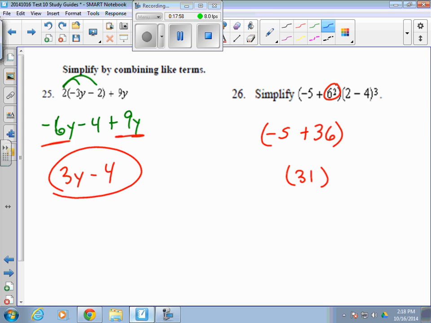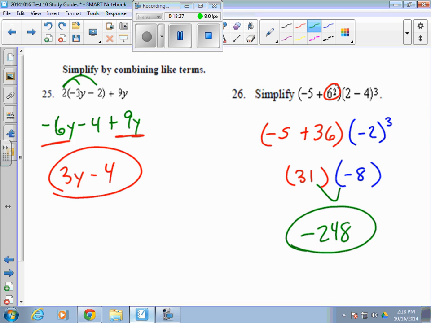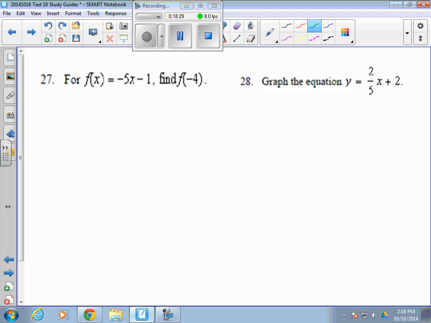Do what's inside parentheses on the other one. 2 minus 4 is negative 2. And that's going to be cubed. So now cube what's outside, since you don't multiply before you cube. Negative 2 times negative 2 is 4. Negative 4 times negative 2 is going to be times negative 8. They're right next to each other. 31 times negative 8. A positive times a negative is a negative. 8 times 1 is 8. 8 times 3 is 24. Negative 248.